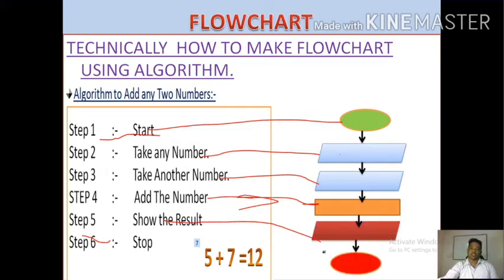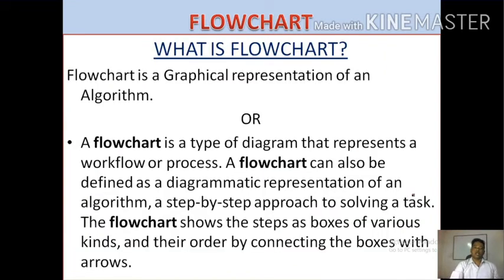This shows the result, and then this one stops. So these are the graphical representation of an algorithm. Okay, this is the algorithm and this is the graphical pictorial form of it. Now all the definitions are given here. The flowchart is a graphical representation of an algorithm.